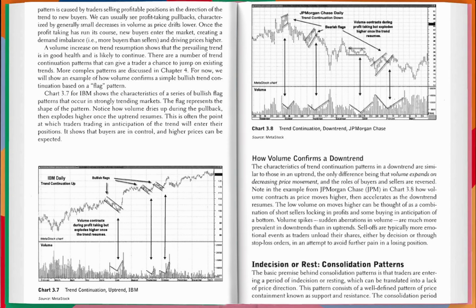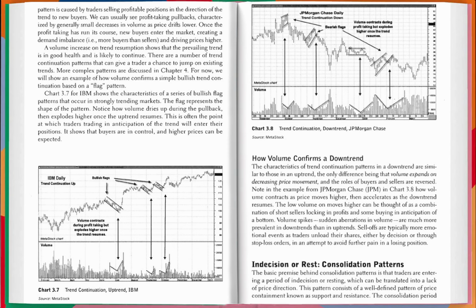Once the profit-taking has run its course, new buyers enter the market, creating a demand imbalance, i.e., more buyers than sellers and driving prices higher. A volume increase on trend resumption shows that the prevailing trend is in good health and is likely to continue. There are a number of trend continuation patterns that can give a trader a chance to jump on existing trends.